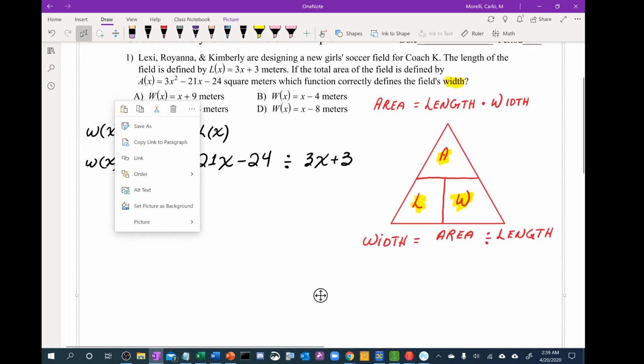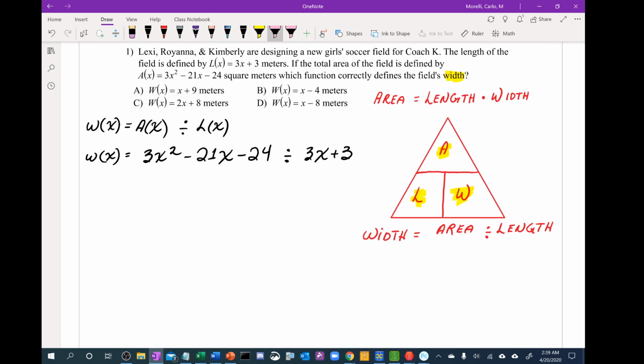Okay, simple enough. And let's just identify these terms. This is the dividend, 3x squared minus 21x minus 24. And this 3x plus 3 is the divisor. The dividend and the divisor. This is the quotient. So now do you see the polynomial division problem hiding underneath these words? I hope you do, because it's just that simple. So now we'll do a little bit of polynomial division.